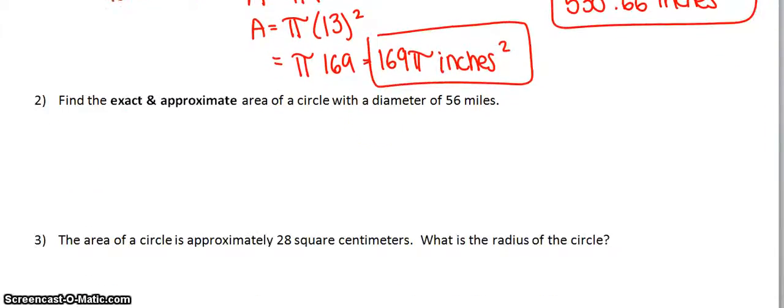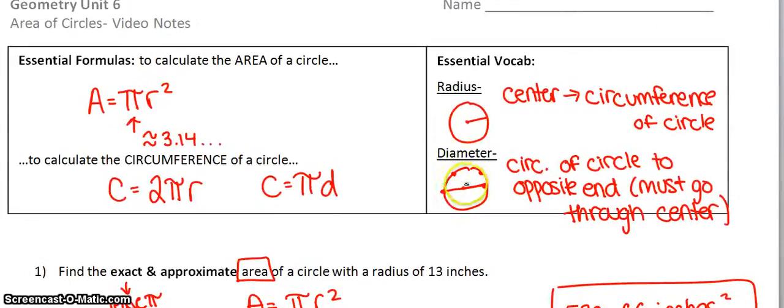Okay, now if you have a circle with diameter 56 miles, find the area. So again, I'm going to write down the area formula, and this will become important later, so keep doing it. Okay, this time I have the diameter. So the diameter goes all the way across the circle through the center.